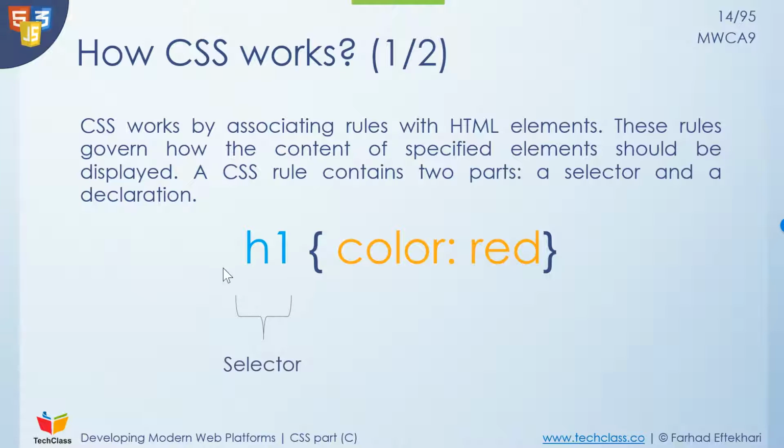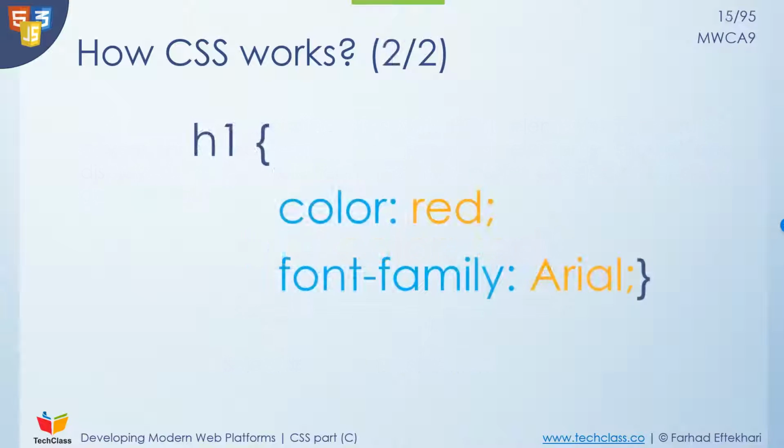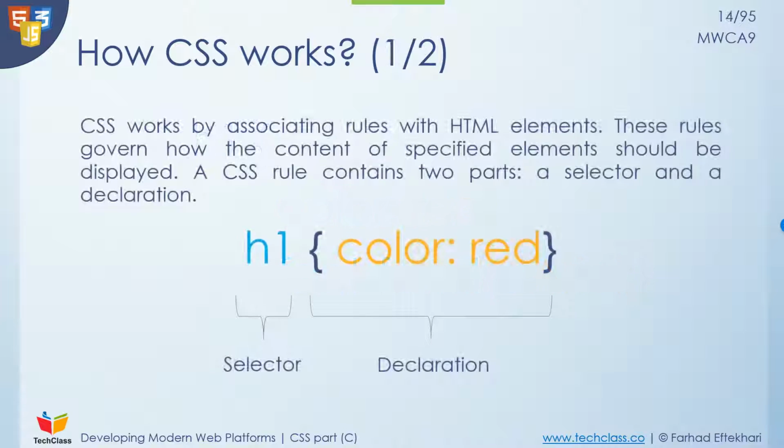We have the selector, which indicates the element that this rule has to be applied to. And then we have the declaration of that rule. And here you can also see we have the property of that declaration and we have the value. Very simple, very easy to understand. So now you saw on the previous one, we have the selector and declaration.